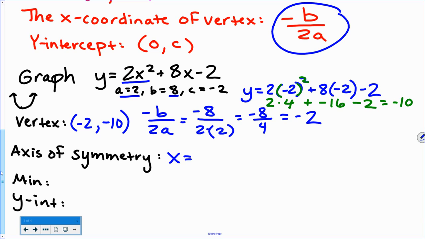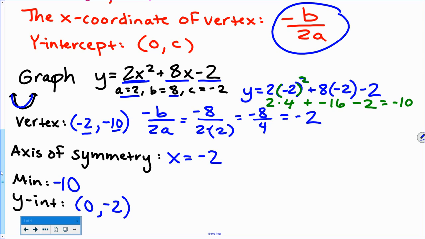Axis of symmetry, make sure you're still writing it as x equals. It's always going through that x coordinate of your vertex, so nothing different there. Your minimum value, that's always the y coordinate of your vertex, so that has not changed. We knew it was a minimum, remember, because this graph is opening up. My y-intercept, if you plug 0 in for x, that would make this 0, so you're left with negative 2, because your c value will always be your y-intercept.